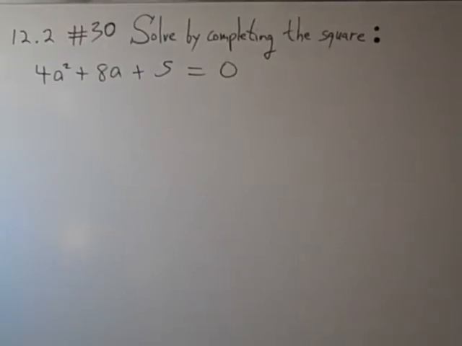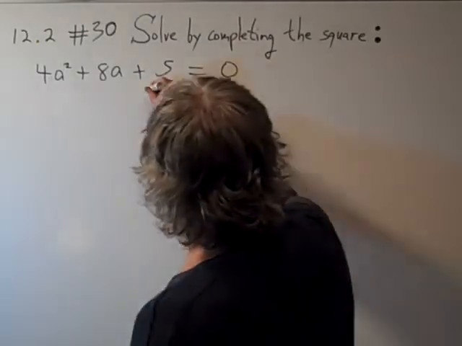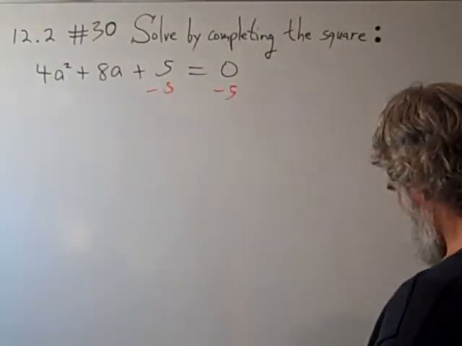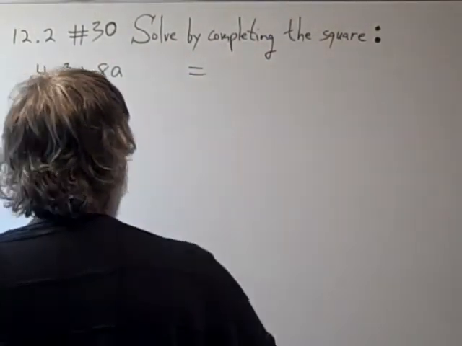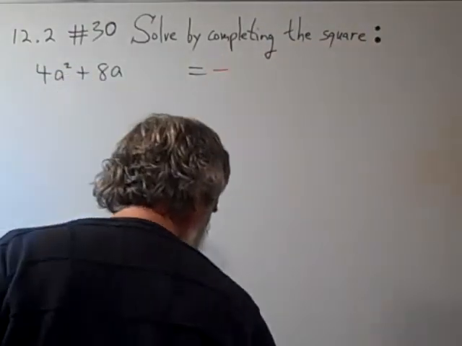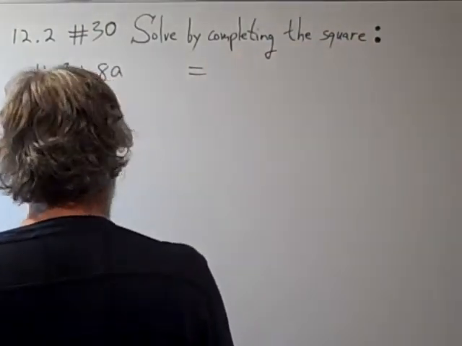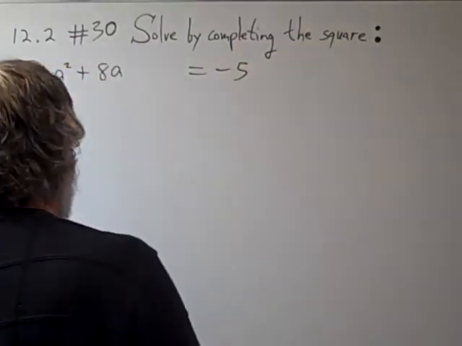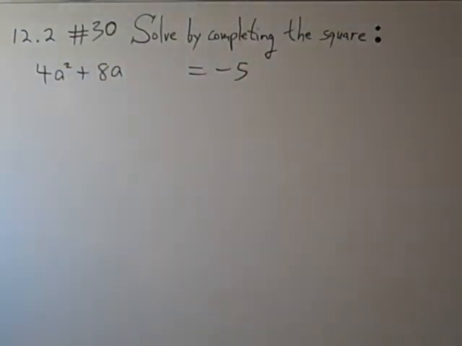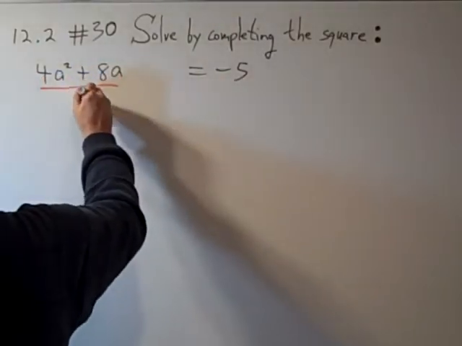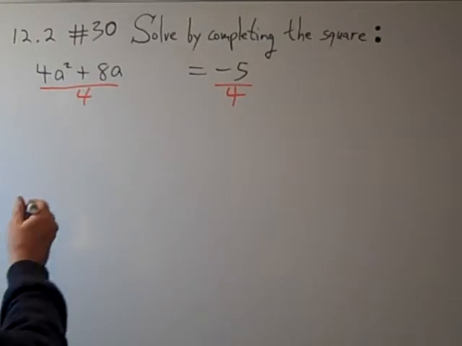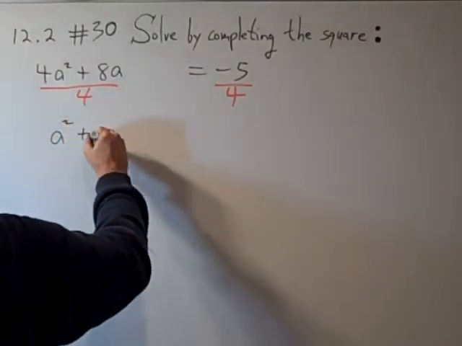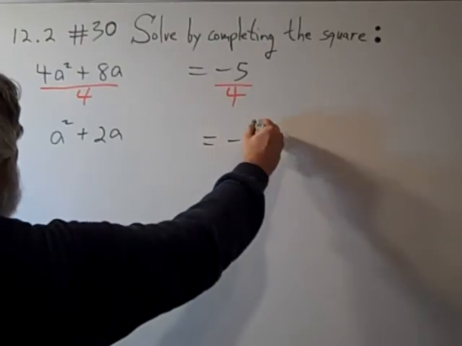To solve this equation by completing the square, we first subtract 5 from each side, which results in the 5 going away from the left and showing up as a negative 5 on the right. Okay, now we want to have just an a squared without the 4, so we divide both sides by 4. Okay, now we end up with a squared plus 2a equals negative 5/4.